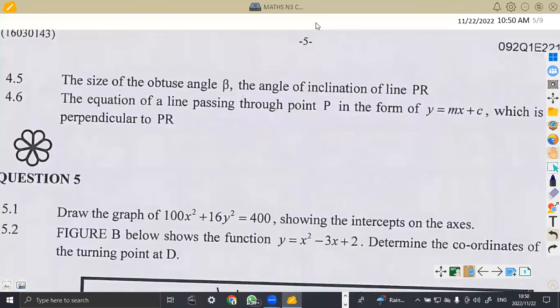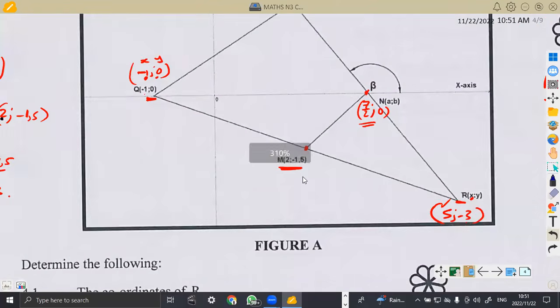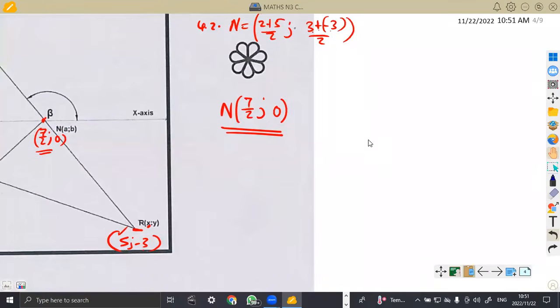So 4.5, we now need to find the size of the obtuse angle, which is beta, the angle of inclination of line PR. Okay, so let's check our line PR. This is where we've got our line PR here. We need the angle of inclination. So remember, for you to have this angle of inclination, you're supposed to calculate the gradient of PR or the gradient of PN, whatever we have, but we need the gradient. Okay, so that's 4.5.